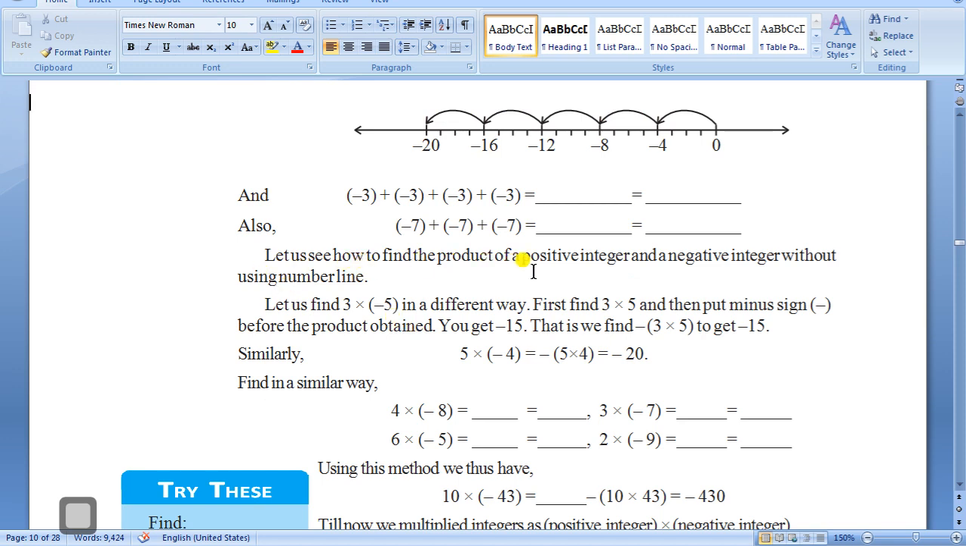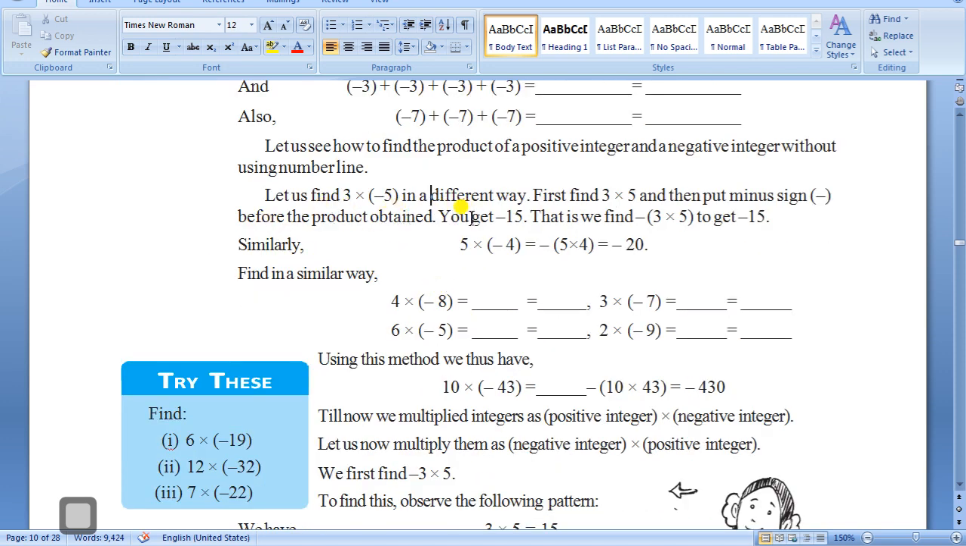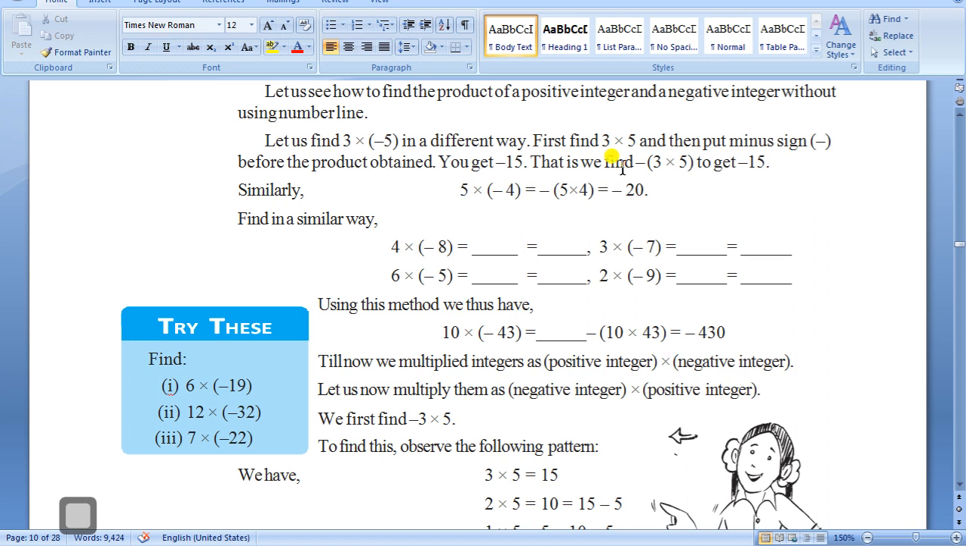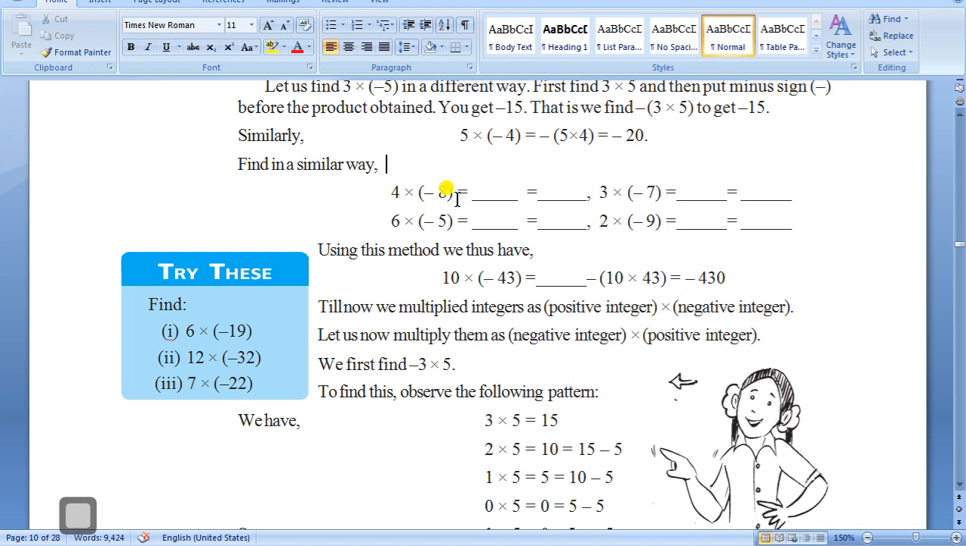Let us see how to find the product of a positive integer and a negative integer without using the number line. Let us find 5 × (-3) in a different way. First, find 3 × 5, and then put a minus sign before the product obtained. We obtain -15. That is, we find -(3 × 5), we get -15. Similarly, 5 × (-4) = -(5 × 4), that is -20. Find in a similar way 4 × (-8), that is -(4 × 8).